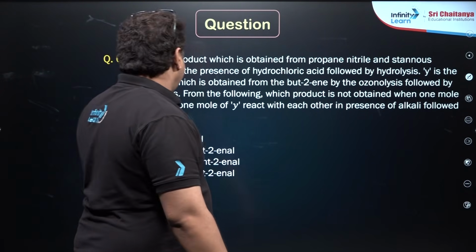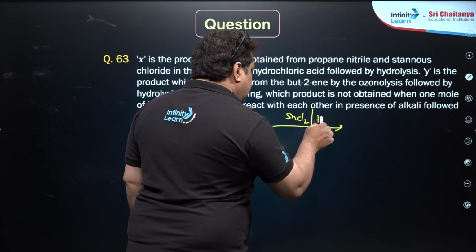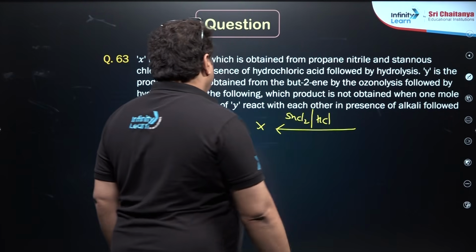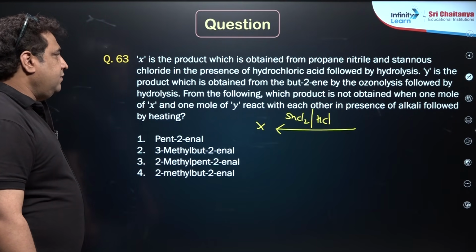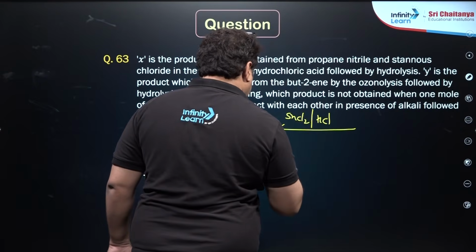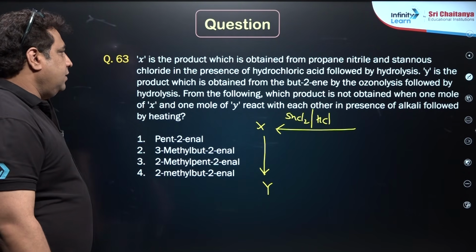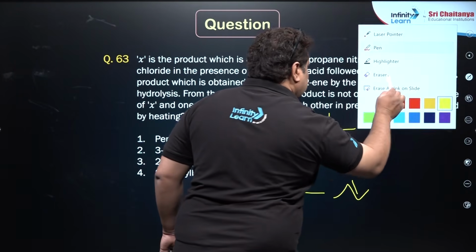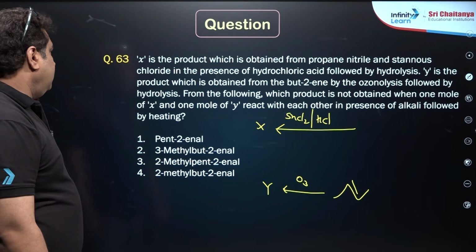X is the product obtained from propane nitrile and stannous chloride in the presence of hydrochloric acid. X is the product, stannous chloride by hydrolysis. Y is the product obtained from X. Y is the product which is obtained from 2-butene on ozonolysis. 2-butene on ozonolysis will give Y.